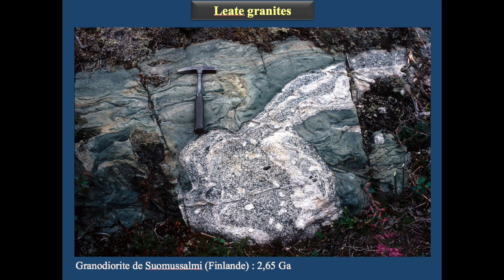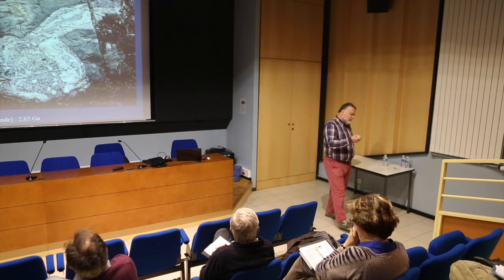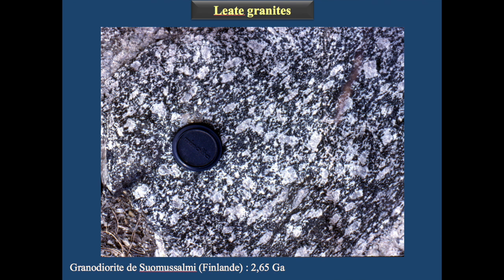Now, just a look at the late granite. So the late granite, we can see here one of these late granite cutting the greenstones. And this is a granite, but this is very special granite. As you have seen on the sample yesterday, it contains big crystals of K-feldspar here, and it is quite dark. The color is dark due to the big amount of biotite and amphibole.